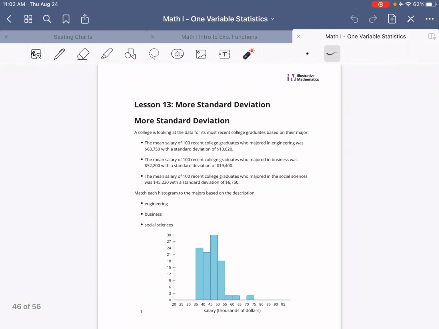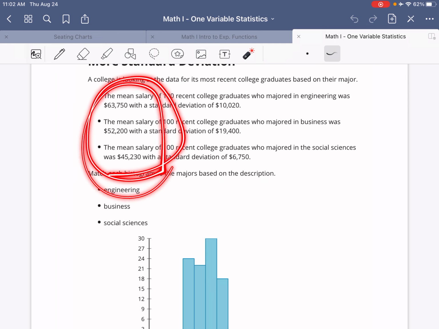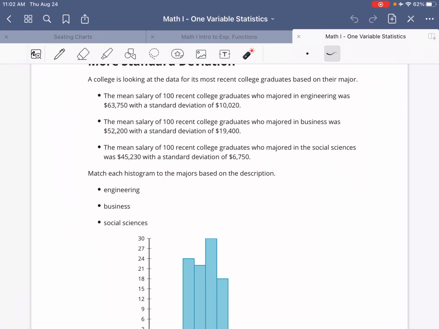So, taking a look at this, the mean salary of 100 recent college graduates who majored in engineering was $63,750 with a deviation of 10,020. Look at the means, look at the averages. Those should be fairly close to any large peaks that you see on your graph or towards the middle of your graph. And then look at the variability.